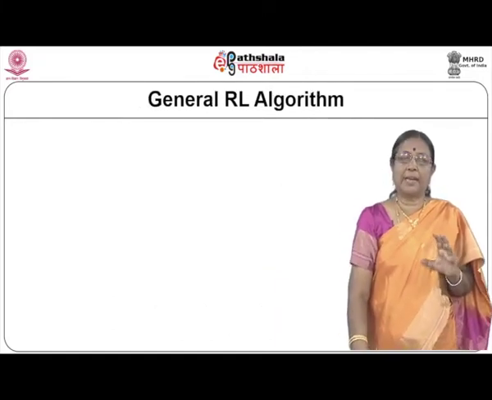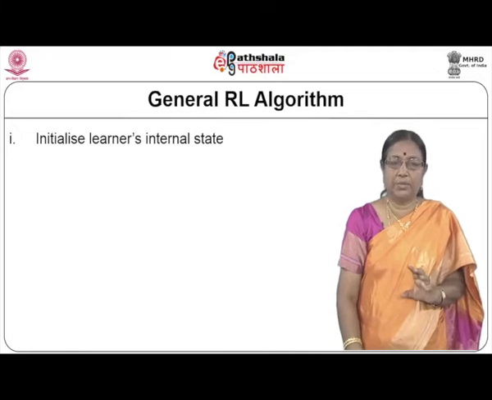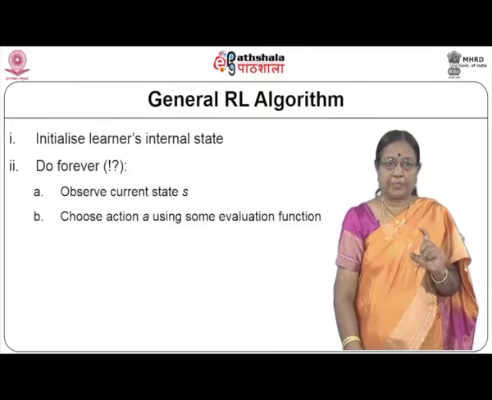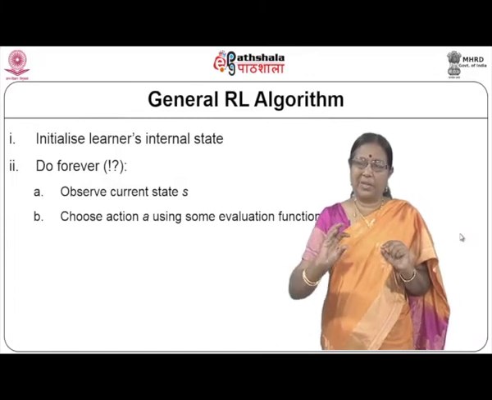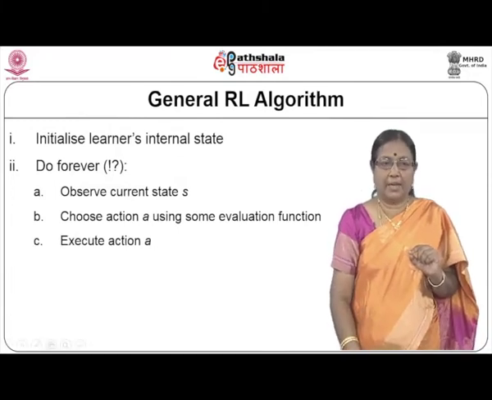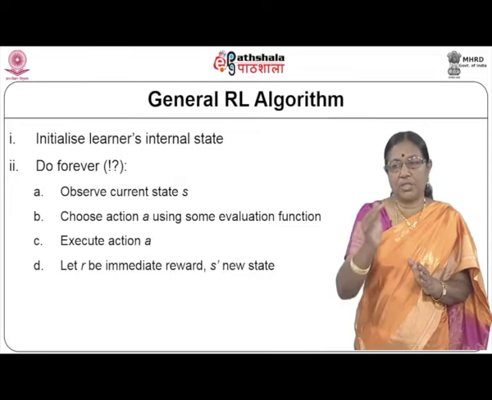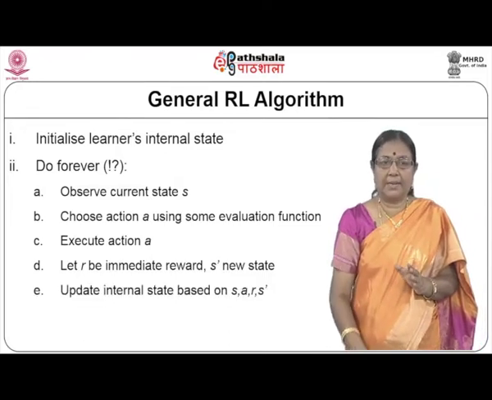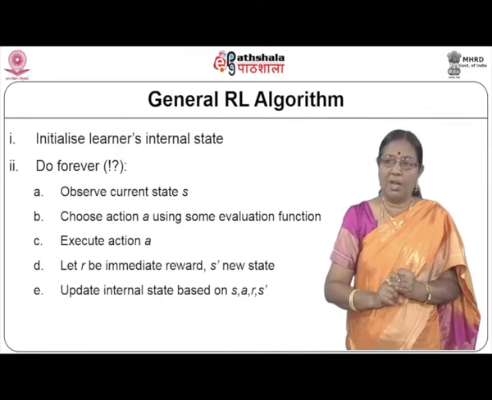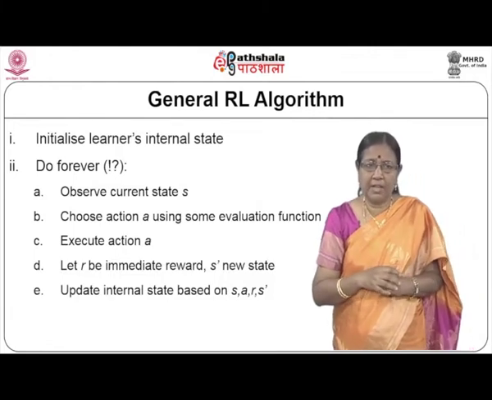So, let us look at a general reinforcement learning algorithm. First, you have to initialize the learner's internal state, we will come to each one of that, and then do forever: observe the current state S of the environment, then choose an action A using some evaluation function, we will go into a little more detail, and then execute that action A. Then let R be the immediate reward and S dash be the new state that you get because you did that action A, and update the internal state based on the current state, the action you have taken, the reward you got and the new state.